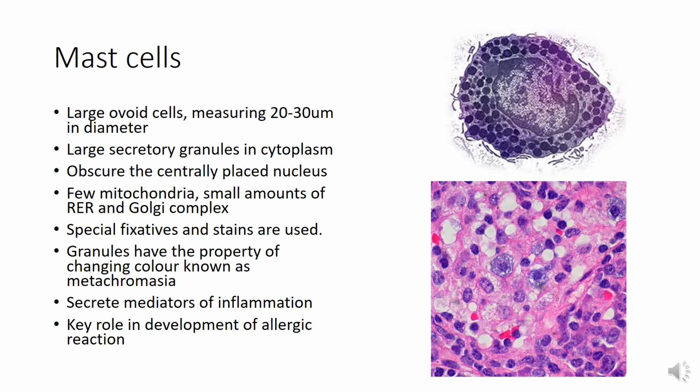So last is the mast cells. These are large ovoid cells. Now these mast cells are very important cells. They are large ovoid cells measuring about 20 to 30 micrometers, and they have got large secretory granules in their cytoplasm. So you can see here, large secretory granules in their cytoplasm.